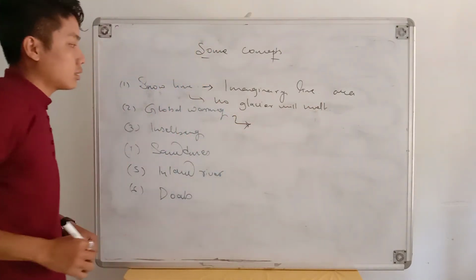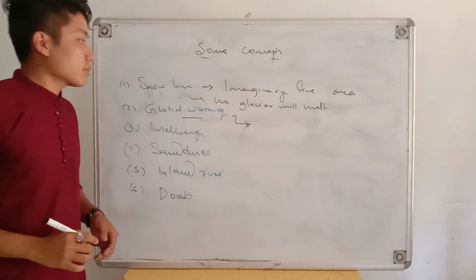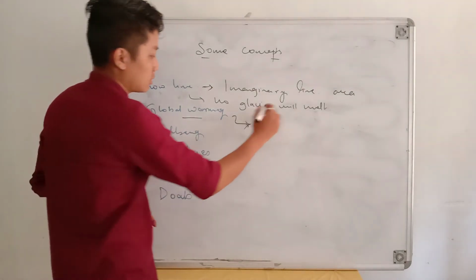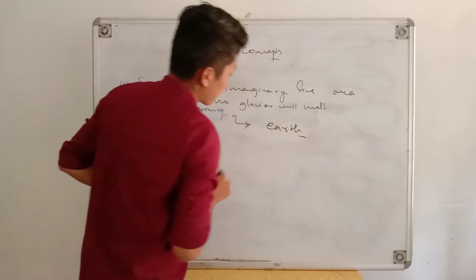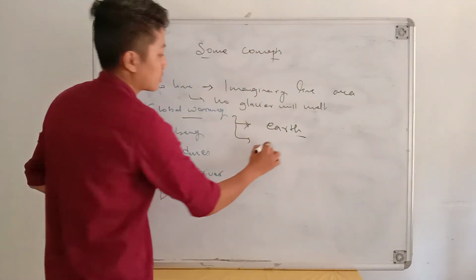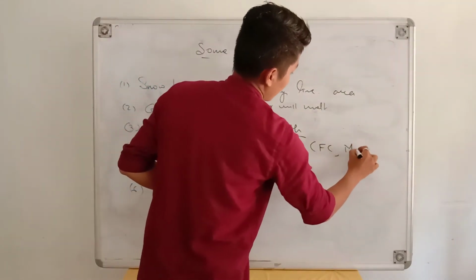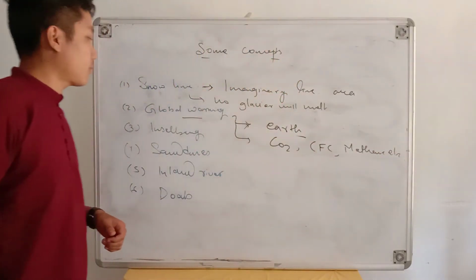Next is global warming. It's a very major issue in the present-day world. Global warming means a general rise in the overall temperature of the earth. It is caused by various greenhouse gases like carbon dioxide, chlorofluorocarbon, methane, etc. You know the effects of global warming.